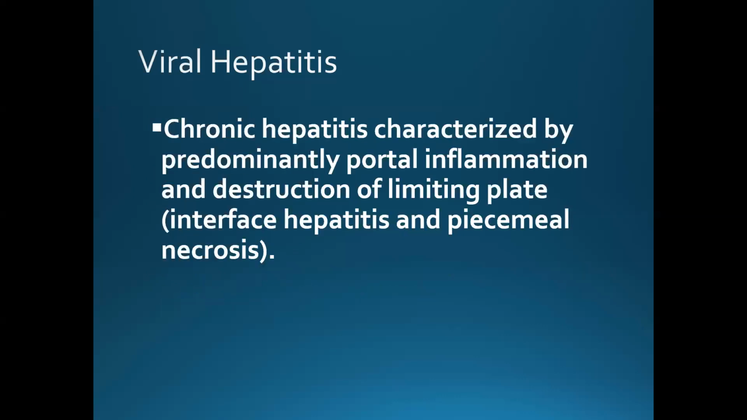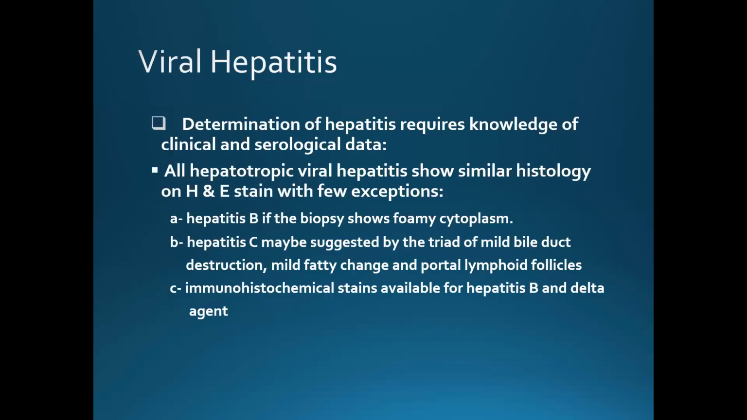Now, chronic hepatitis, as I mentioned, is portal inflammation spilling over the limiting plate, resulting in piecemeal necrosis and interface hepatitis. In order to figure out exactly what is happening, you need to look at a number of data, not just rely on one, for example, a histopathology slide. You need to look at the clinical information, the lifestyle of the patient, and any history of blood transfusion. When did this blood transfusion take place?